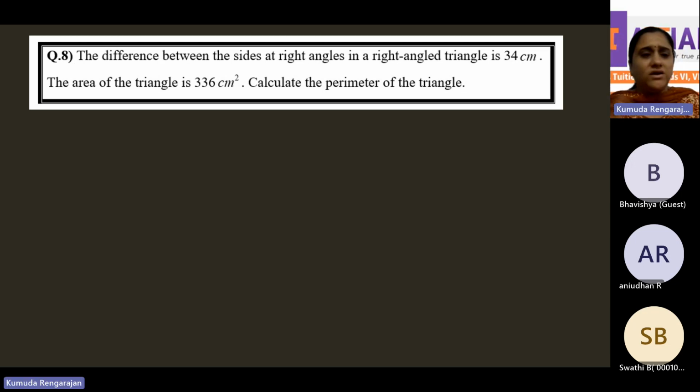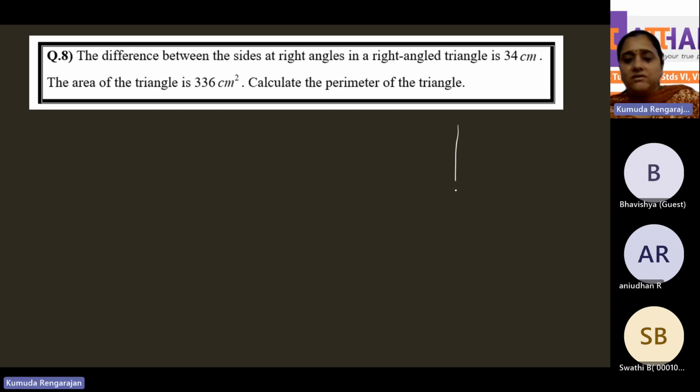All these questions are not in NCERT, but will be asked in the exam at school. Very important. It's not in NCERT, but an important question. The difference between the sides at right angles in a right angle triangle is 34 centimeters. The area of the triangle is 336 centimeters square. Calculate the perimeter of the triangle.